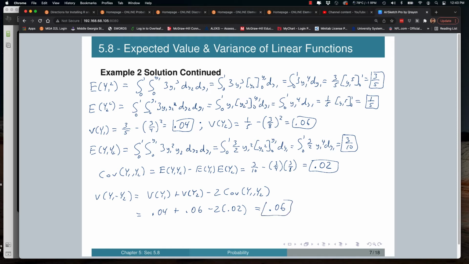If I were to ask you to find the standard deviation, you just take the square root of that value. They didn't ask us to do this in the problem, but it's mentioned in the book, so I'm mentioning it here.